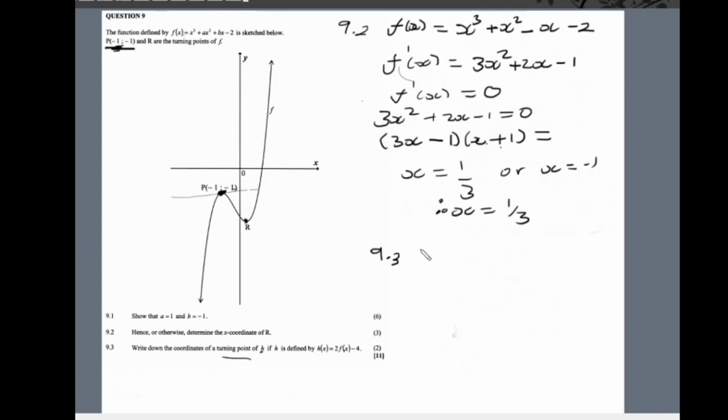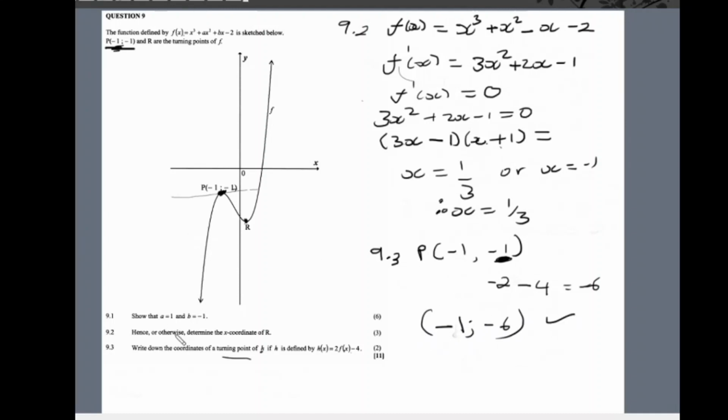So using the coordinates of p, minus 1 and minus 1, if I multiply this by 2, I'll get minus 2, and then if I shift this minus 2 4 units down, I'll get to minus 6, right? So therefore the coordinates of a turning point of h is minus 1, minus 6, right? This is the answer, right?